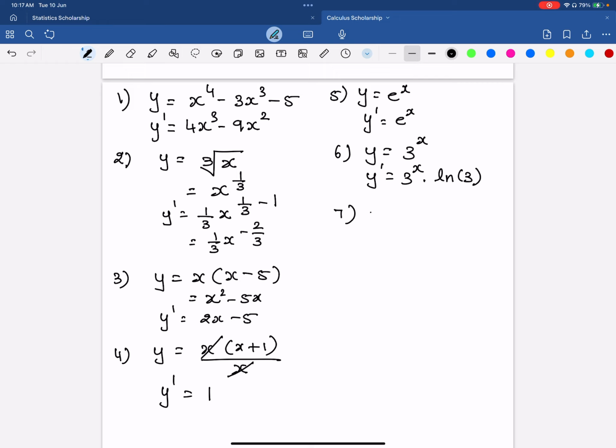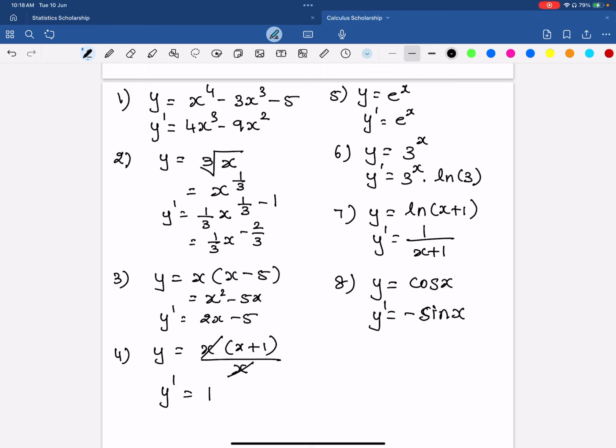Then we learned about logs. If it's log of x plus 1, it just becomes 1 over x plus 1. And later on you will actually learn that we have to differentiate x plus 1, which is 1. That's because we have not learned the chain rule or composite functions yet, I've just taken it so that it is a simple function here, okay? Any trig function, say if I have to differentiate cos x, I can look at the formula sheet. Differentiation of cos is negative sine x.